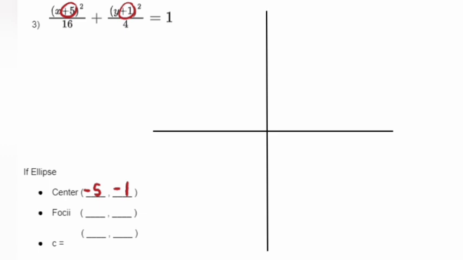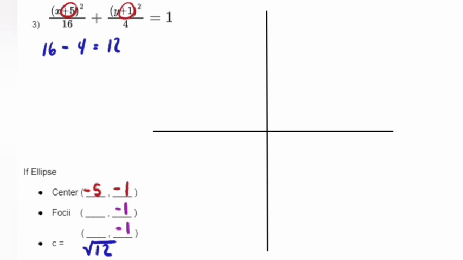We find the center by changing the values of what's next to the x and what's next to the y: -5, -1. Next, we will find c. Since we are adding them together in problem 3, that means we're going to subtract the denominators to find out what c is. 16 minus 4 equals 12, so it's the square root of 12. You might be tempted to do 4 minus 16 and get -12, but you're always supposed to subtract the smaller number from the bigger number.